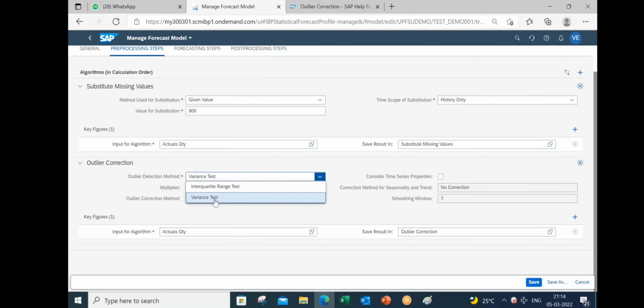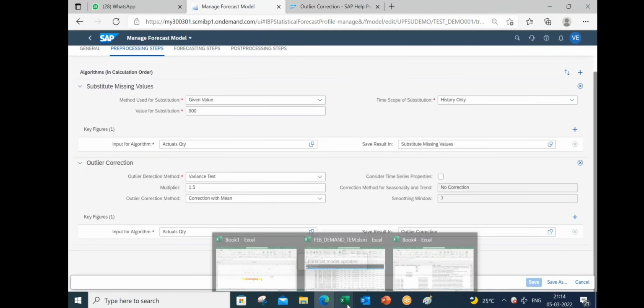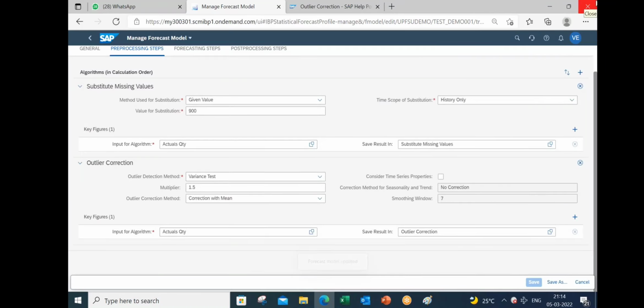In the variance test, it will draw two tolerance bands. The upper tolerance band is mean plus multiplier times standard deviation. The lower tolerance band is mean minus multiplier times standard deviation. Previously I used the interquartile range test to calculate the outlier. Now I'm using the variance test to detect the outliers. And I want to save these results in key figures so that we can load those key figures and see them also.